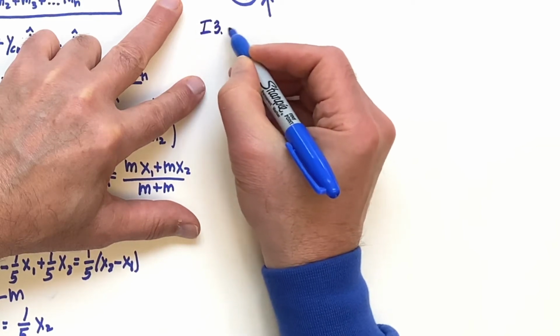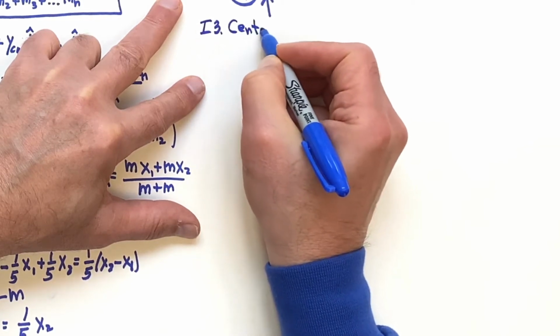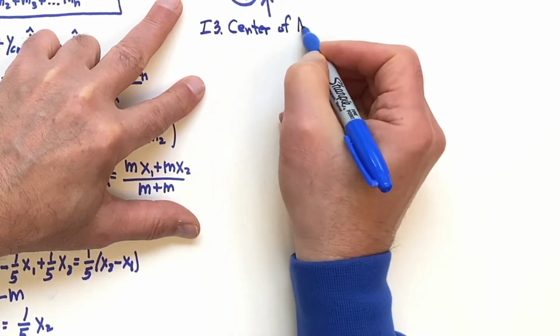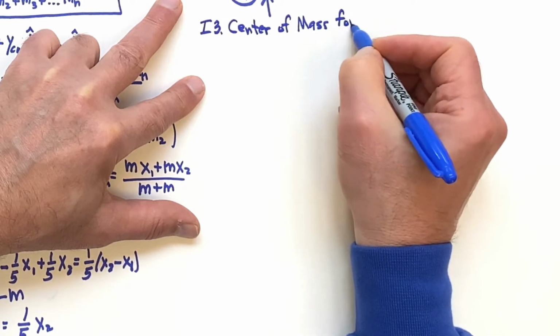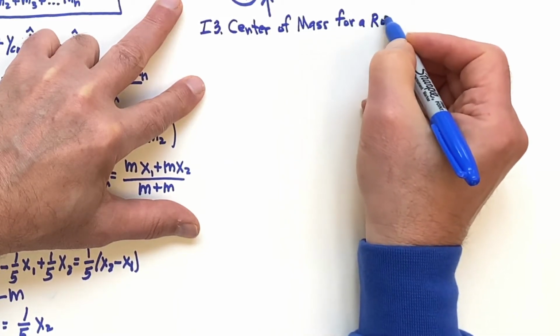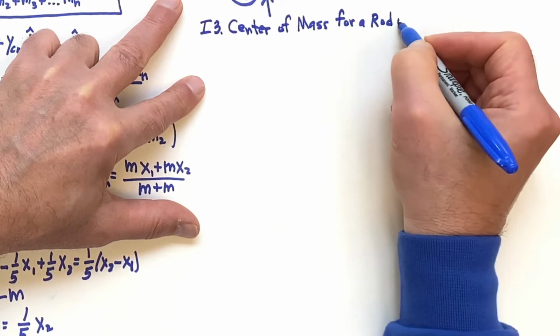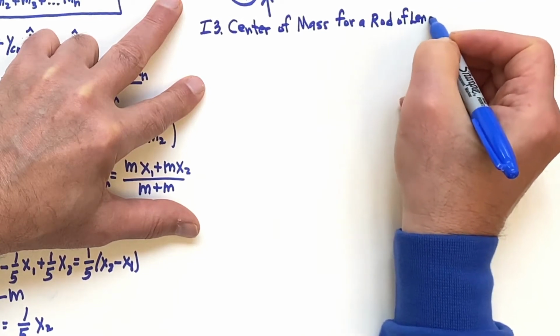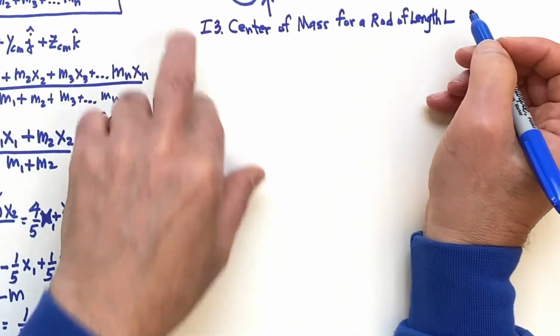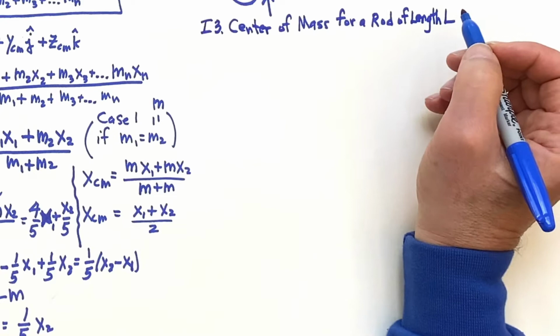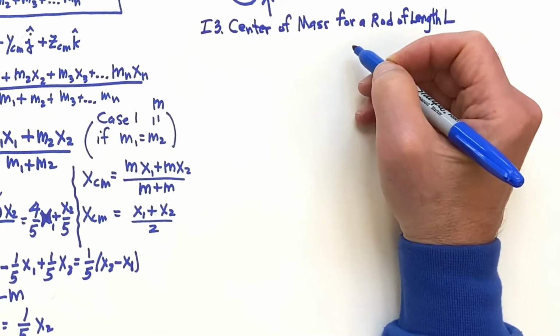I3, center of mass for a rod of length L. Now, the usual way to do this is with calculus, but what I would like to do for you is to show you how to do it without calculus first.